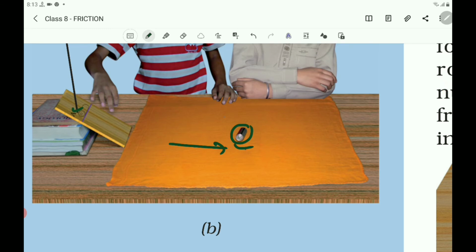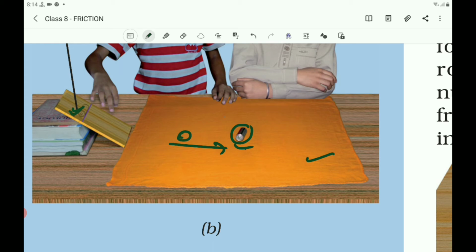Again you repeat this activity by spreading a thin layer of sand over the table. Here you remove the cloth and spread a thin layer of sand over the table. Maintain the same slope throughout the activity. Again note down the distance traveled by the object when it is released from the point A, and note down in which case the distance covered is minimum and in which case it is maximum.